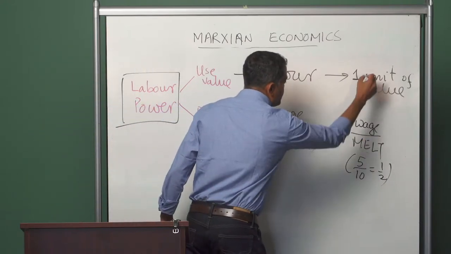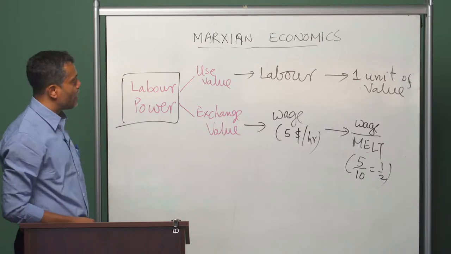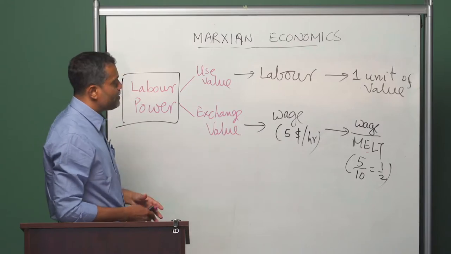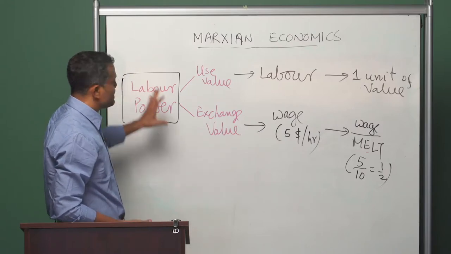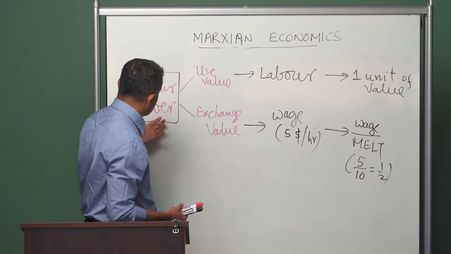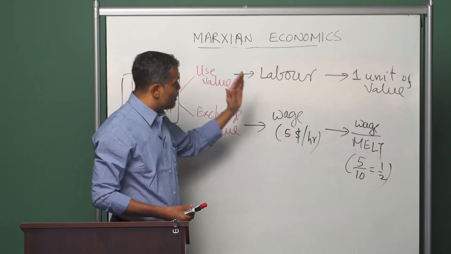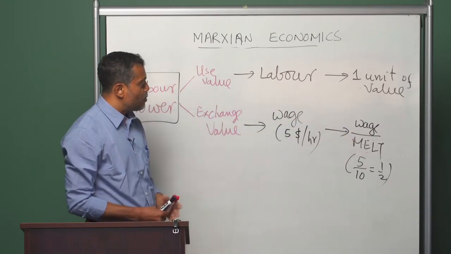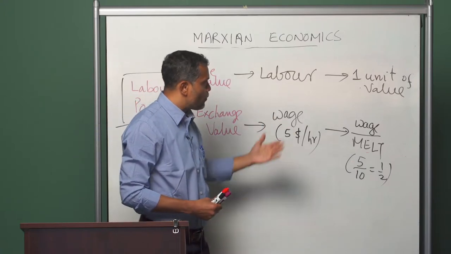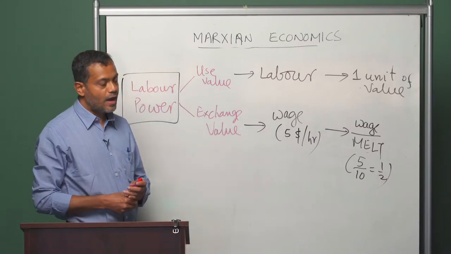Now, if you compare these two, we can understand where surplus value is coming from. What the worker sells in the labor market is the ability to do work. The capitalist purchases that commodity at its true value, which is the wage. The wage, when it is divided by the MELT, converts the price of labor power into units of social labor time.